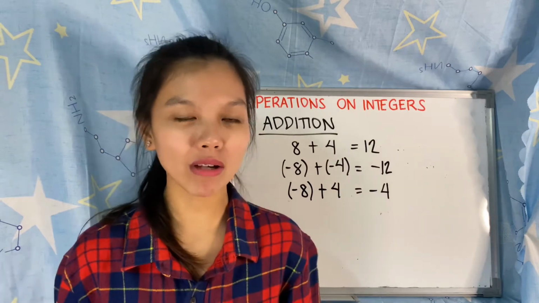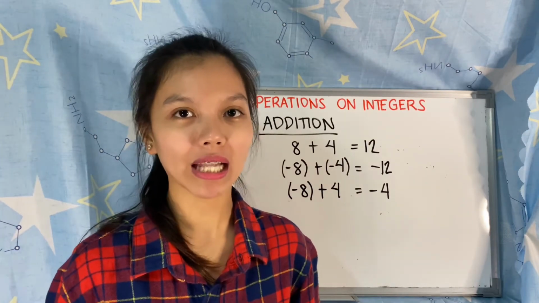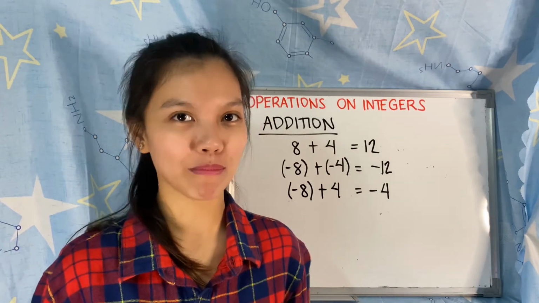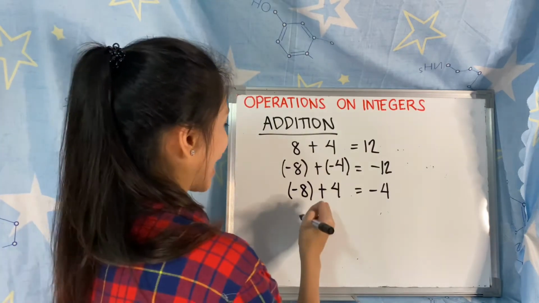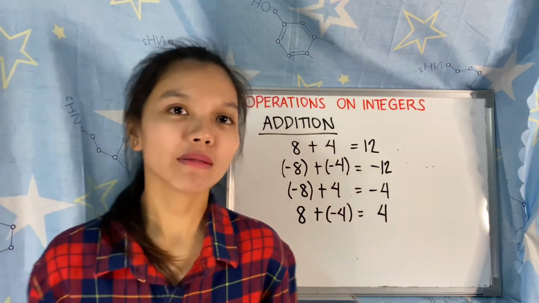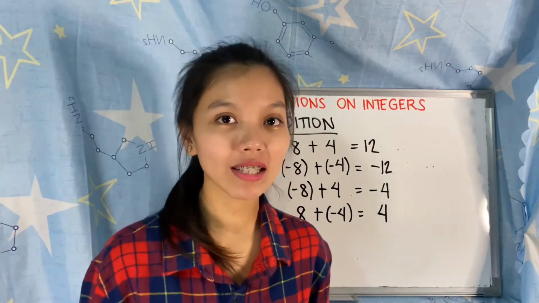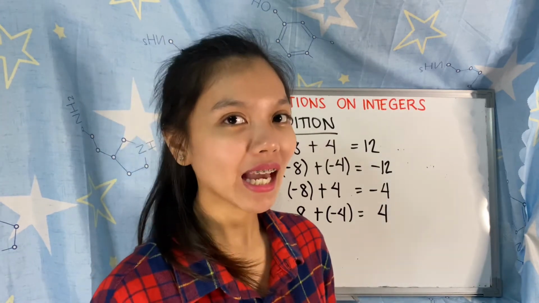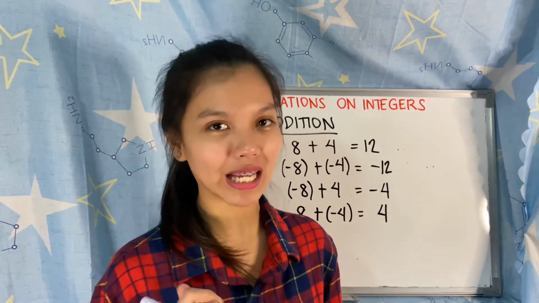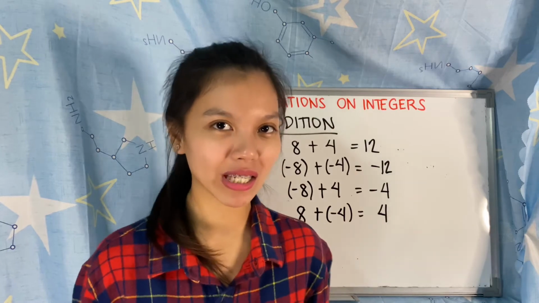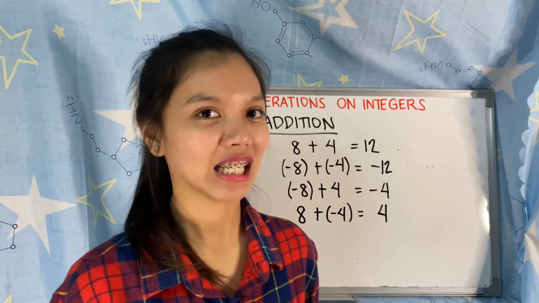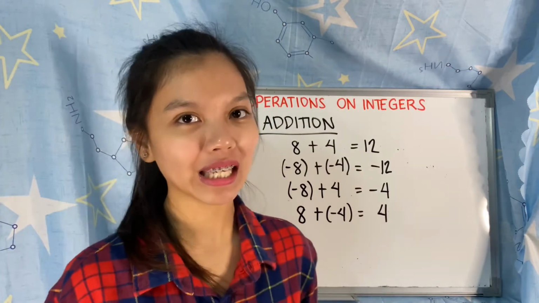Pero, kapag magkaiba yung sign, ima-minus ang numbers at ang kokopyahing sign ay kung ano yung sign ng may mas malaking value ng number. So, another example, we have positive 8 plus negative 4. The answer is positive 4. Why? Kasi, ang may malaking value ng number is the positive 8. Kaya, kokopyahin lang natin yung sign niya at ipagsasubtract yung dalawang given numbers na 8 at 4. Kasi, magkaiba yung kanilang sign. So, yan lang yung pag-a-add ng ating integers.